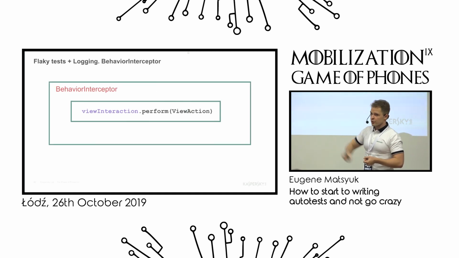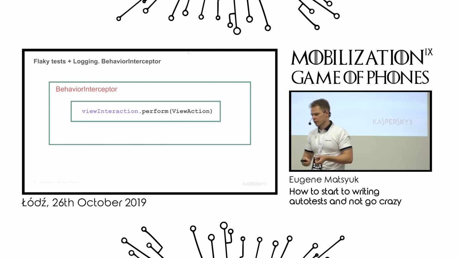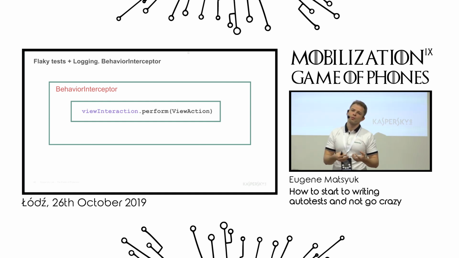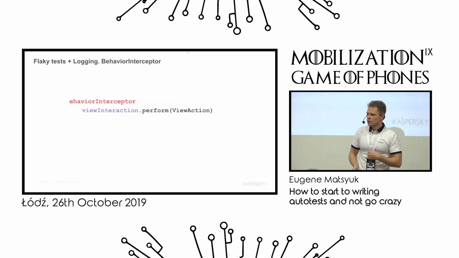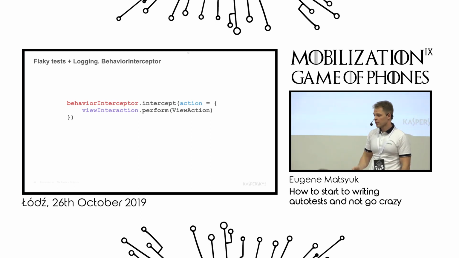And the first kind of interceptors is the behavior interceptor. Behavior interceptor is responsible for two things. First of all, it's calling the ViewInteraction perform method as many times as you need. And the second thing, it's handling the result of the ViewInteraction perform method. So in the code, it will look like on this slide.